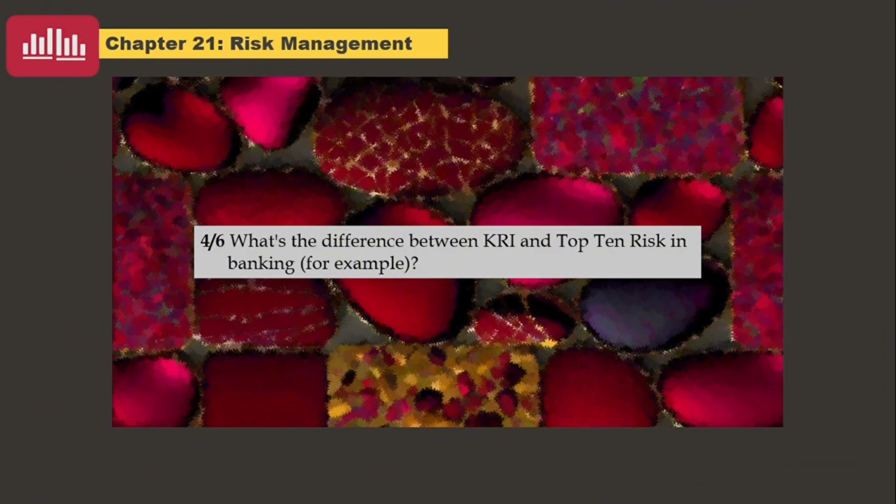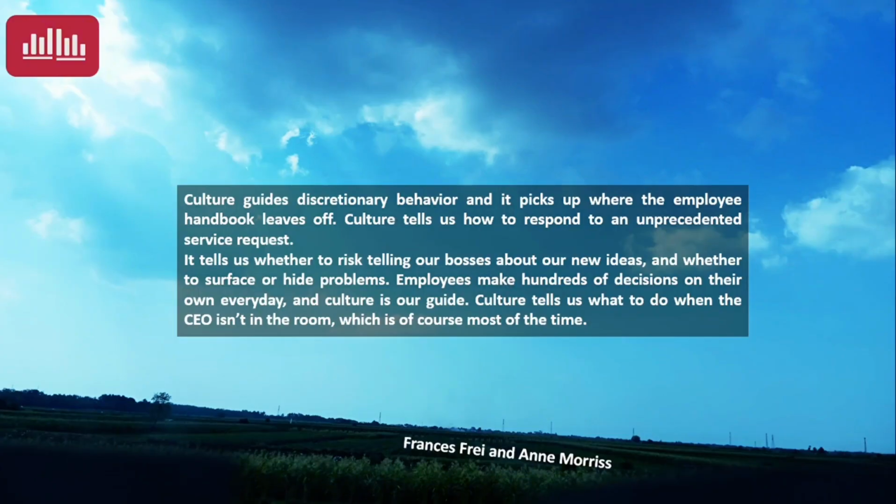4. What's the difference between KRI and top 10 risk in banking, for example? Key risk indicators, or KRIs, and top 10 risks are two related but distinct concepts in risk management. Key risk indicators, or KRIs. KRIs are metrics that measure and monitor specific risks within an organization. They provide early warnings of potential risks and enable organizations to take proactive measures to mitigate them.